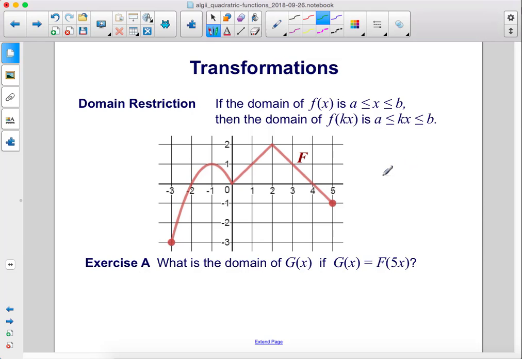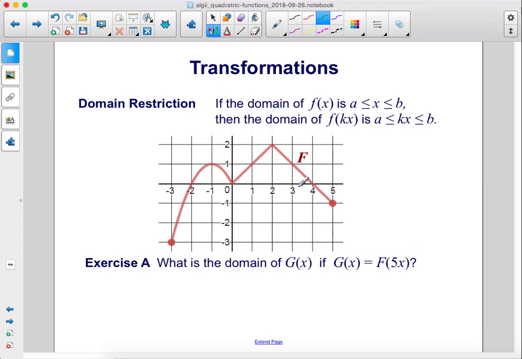Domain restriction. If the domain of f of x is a is less than or equal to x is less than or equal to b, then the domain of f of kx is a is less than or equal to kx is less than or equal to b. Exercise A. What is the domain of g of x if g of x equals f of 5x?